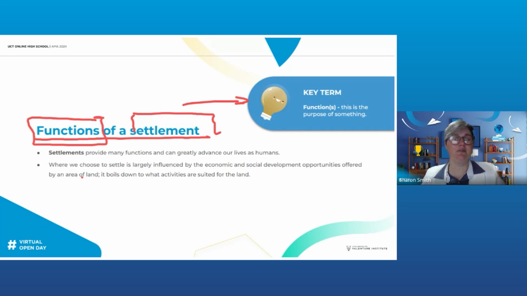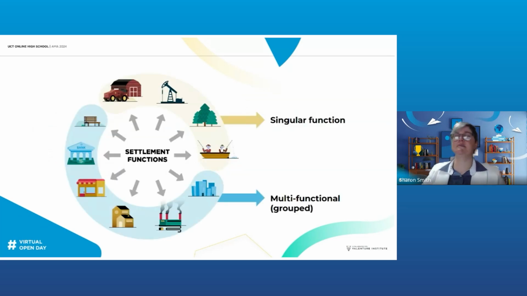So let's look at the functions of a settlement. At the top, we see a singular function can be farming, mining, forestry, or fishing, and we'll discuss these just now. A singular functional settlement was basically developed because of one of these functions. Because of farming, so a little farming town, and then they needed houses for the people to live in.